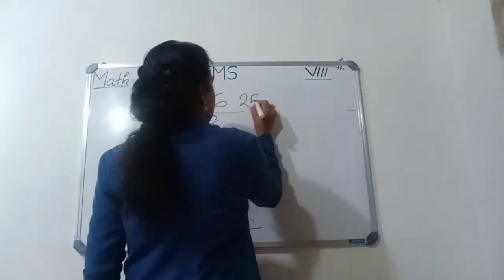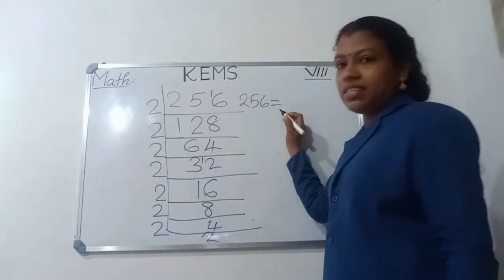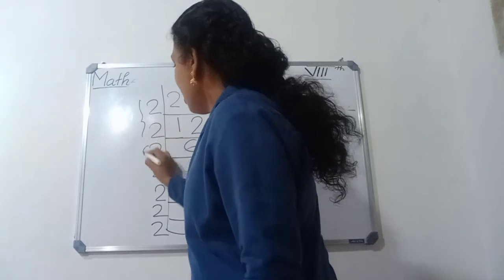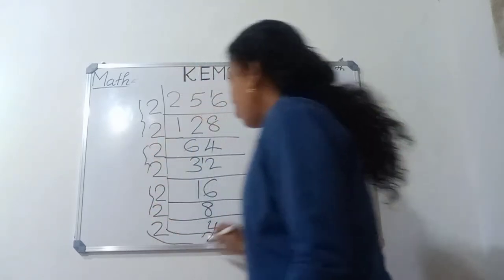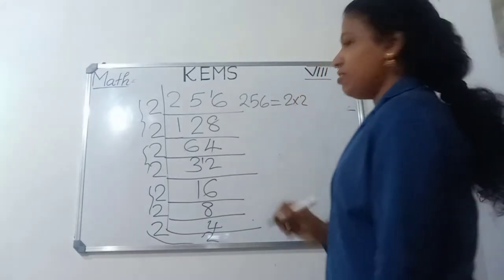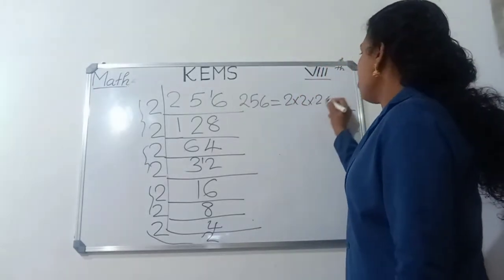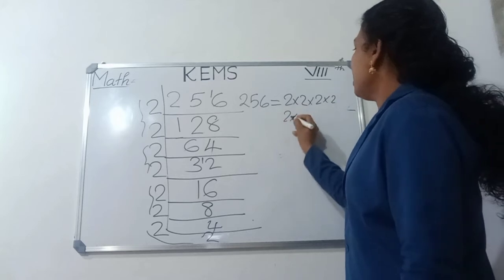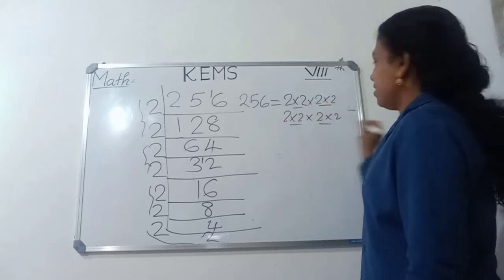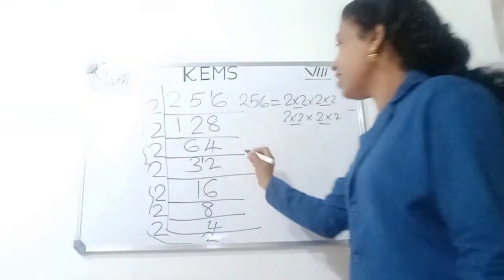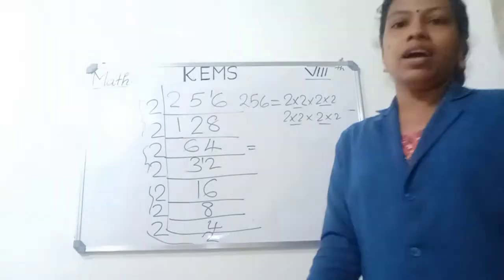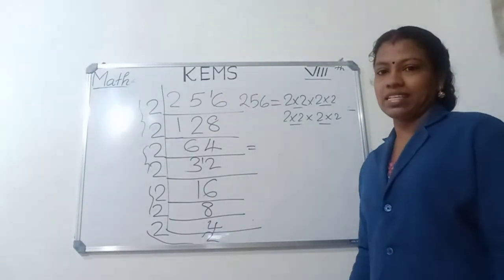Let's arrange the prime factors as pairs. How many pairs are there? 1, 2, 3, 4. 4 pairs are there. 2 into 2, first pair. And next, second, 2 into 2. Then third, 2 into 2, and 2 into 2. So 4 pairs are there. From each pair, take one number and multiply. That will give you the square root of 256.